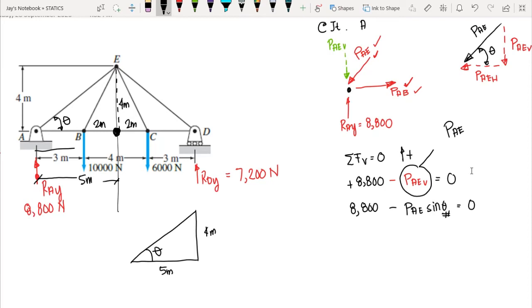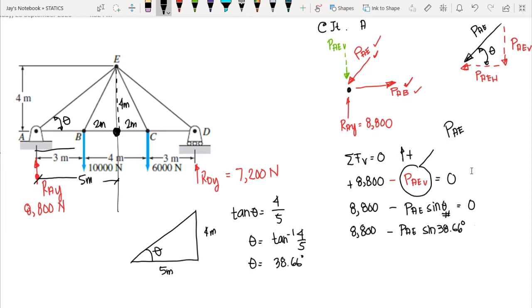Now we can compute for theta, which is just tangent of theta equal to the opposite over adjacent, from trigonometry, we have 4 over 5. So theta is equal to the arc tangent of 4 over 5. And this gives us angle theta, which is 38.66 degrees. So that could be used here. We have 8,800 minus PAE sine of 38.66 degrees is equal to 0.